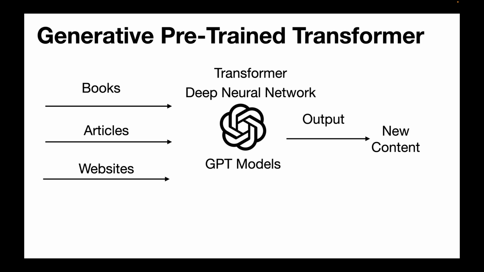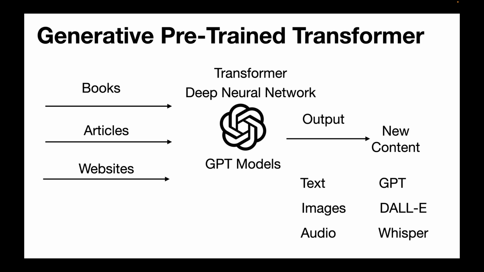OpenAI doesn't just stop with GPT models for text. It has DALL-E to generate and edit images on the fly, and Whisper for audio, and there are many other models which are on their way.